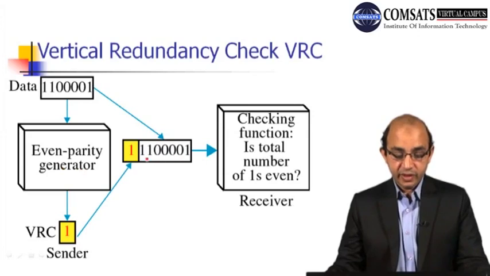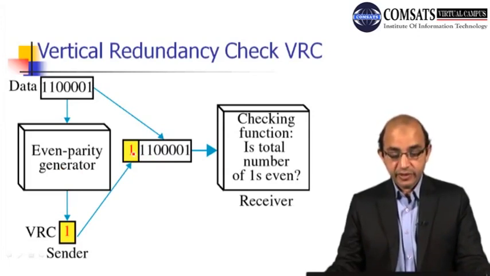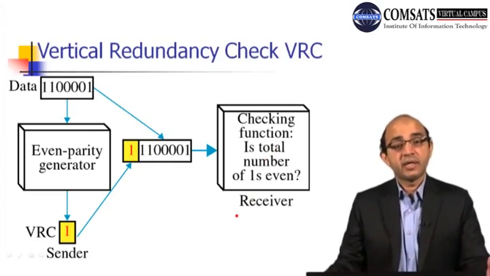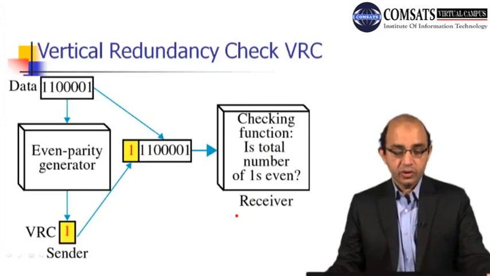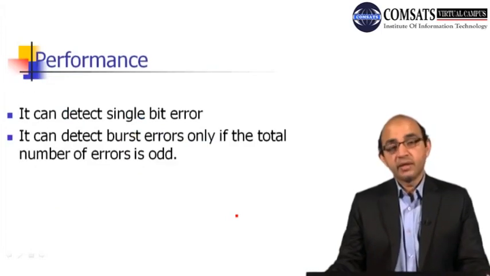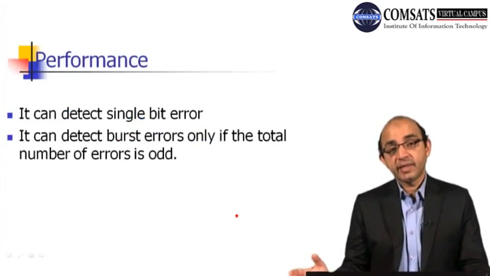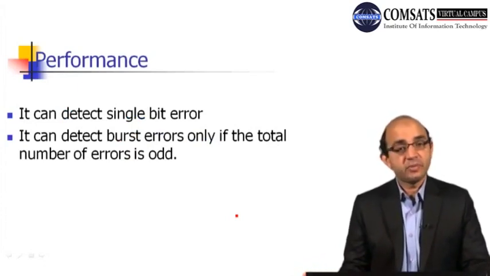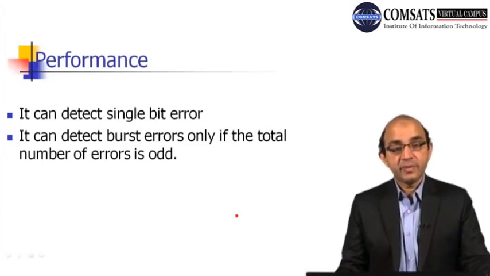So you can see we have data, and this is the extra bit that has been added. So checking function, number of ones are even. So this parity generation and then parity checking, or parity encoding, is called VRC, that is vertical redundancy check. And let's talk about the performance. Because performance is very important for us when we talk about data communication, it can detect single bit error.